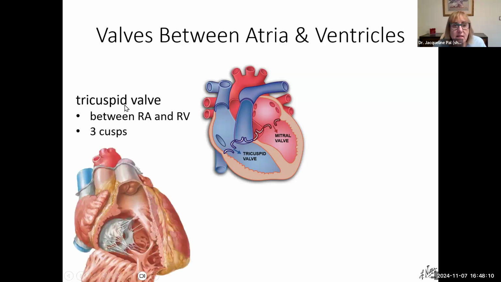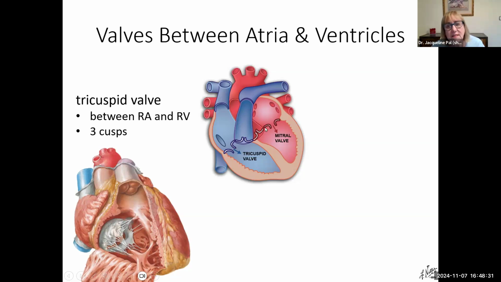On the right side of the heart, we have the tricuspid valve sitting here between the right atrium and the right ventricle. It's called the tricuspid valve because tri is the prefix that means three, and it has three little cusps. And this is what it looks like in this picture down here. The valve is this solid white part.